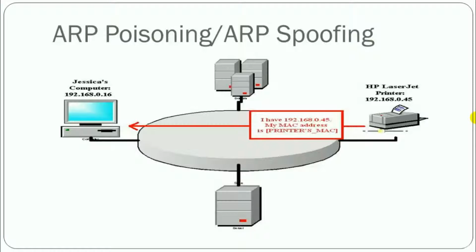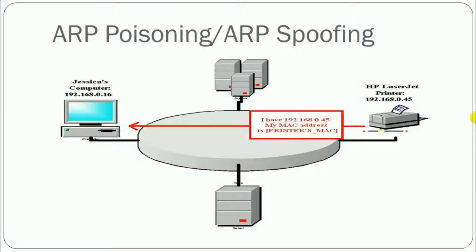Then there is the reverse request, RARP, which is the same concept as the ARP request, but here computer A, that is Jessica's computer, asks who has this MAC address after they have the IP address, and then the HP LaserJet printer replies that it has the MAC address. So first it checks the IP address, then it checks the MAC address. All network devices have an ARP table, a short-term memory of all the IP addresses and MAC addresses the device has already matched together.